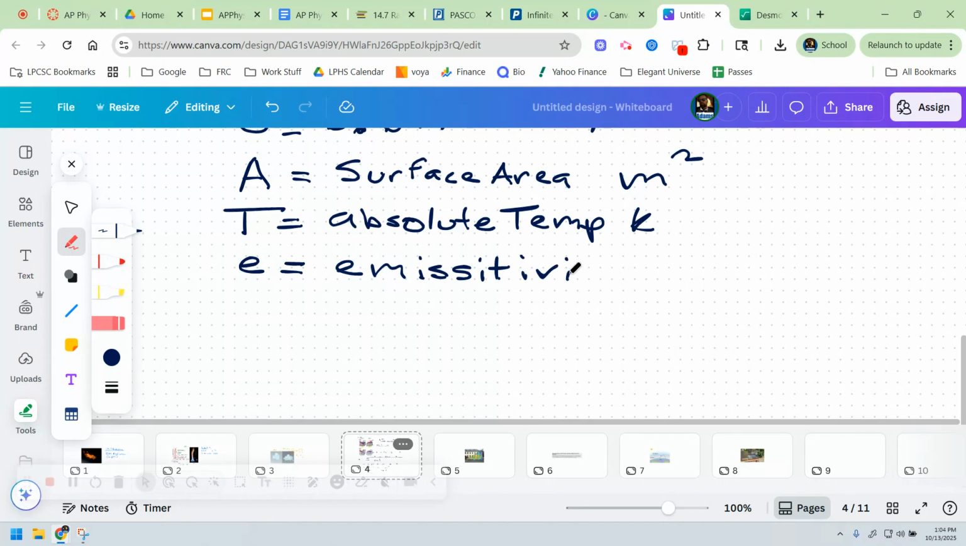I'm pretty sure I'm misspelling this word. Emissive. Yep. Sure enough, got the T and the V backwards. Emissivity. There we go. Okay. Of the object. So that's like a scalar. Don't worry, we're going to do one in a second here. We're going to do an example problem.